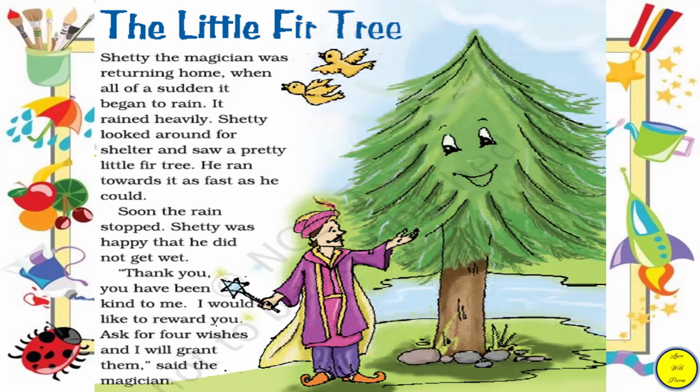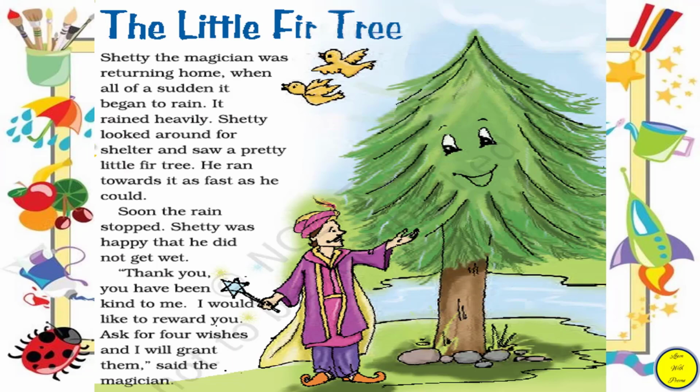So children, now after reading, let us understand the lesson. Shetty the magician was returning home when all of a sudden it began to rain. Here, the magician, whose name is Shetty, was going back to his home one day and it started raining heavily. Shetty looked around for shelter and saw a pretty little fir tree. He ran towards it as fast as he could. So, he saw a pretty, which means attractive, fir tree and ran quickly to save himself from the rain.